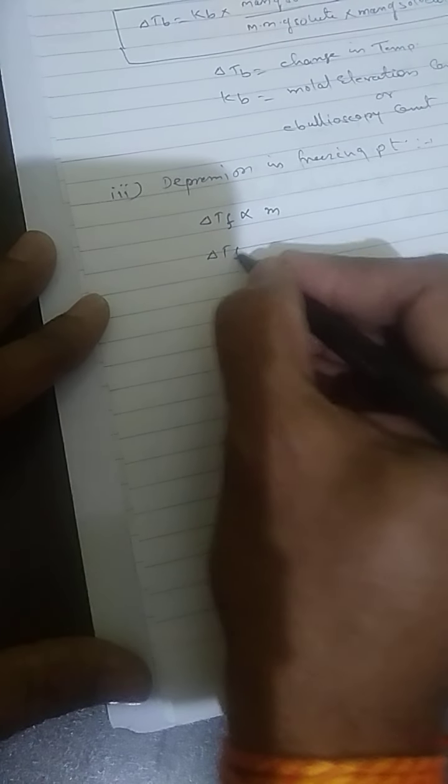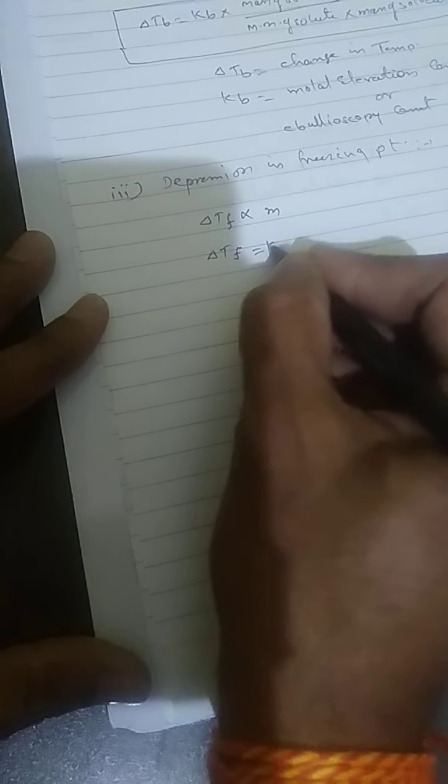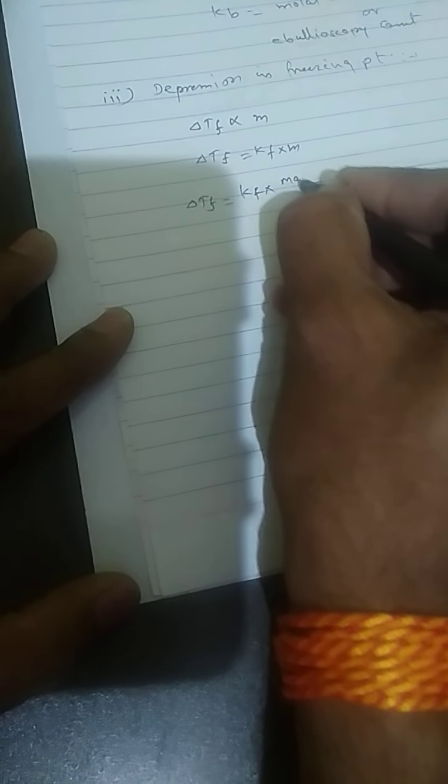So delta TF, the change in temperature for freezing, is equal to KF into molality. So you have the same equation: delta TF is equal to KF into molality, which is mass of solute upon molar mass of solute into mass of solvent in kg, right? This is the same as delta TB, but here only KF.